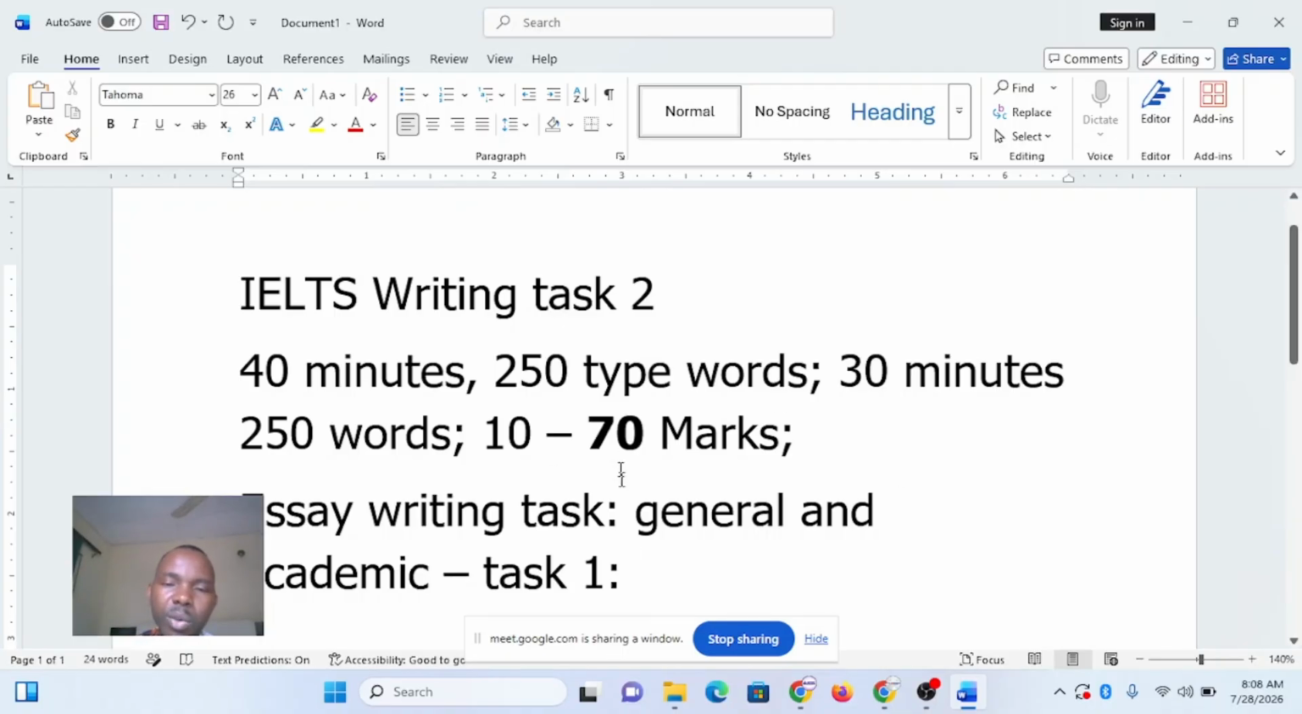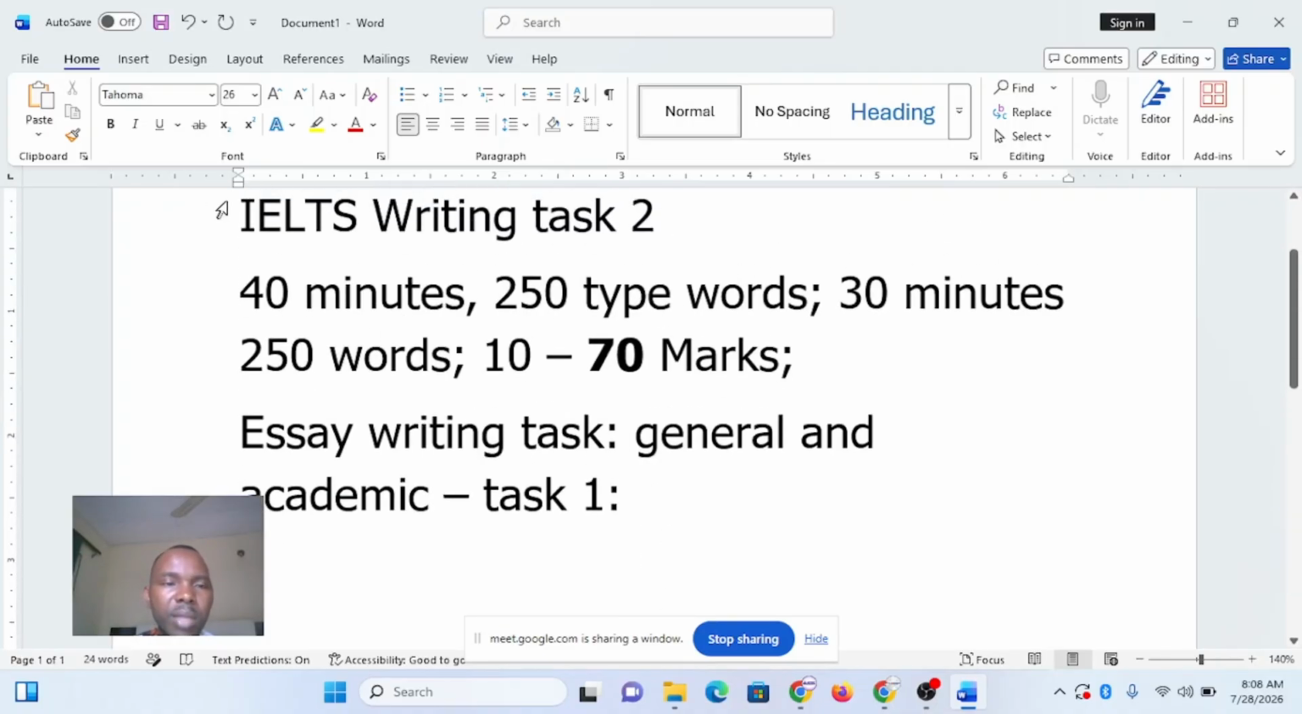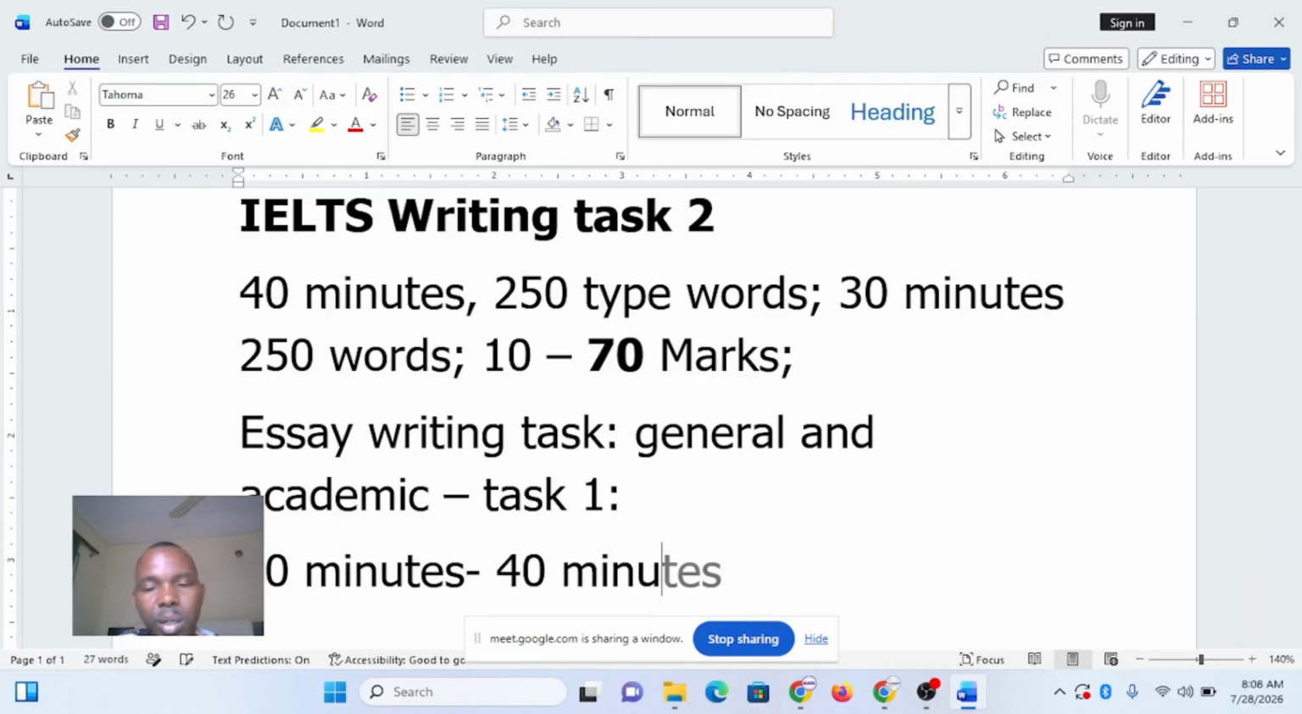And I said it is over 70 marks. Task 1, like we saw the other day, is actually over 30 marks. So 30 plus 70 will give you the 100 marks. Now, another thing I like to mention to you here, remember that task 1 is 20 minutes. And task 2 is 40 minutes. So put the two together, that's 60 minutes. So the task 1 and 2, they are actually timed together, all right? So that means in your writing task, you have 60 minutes.